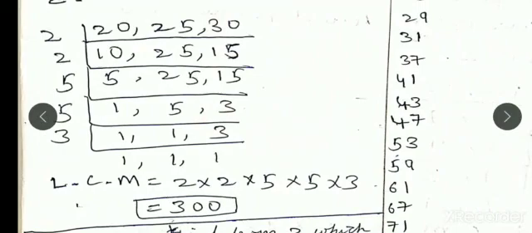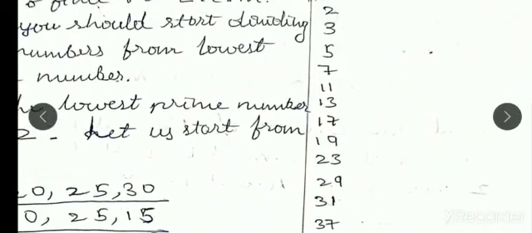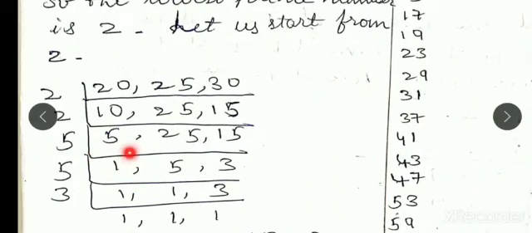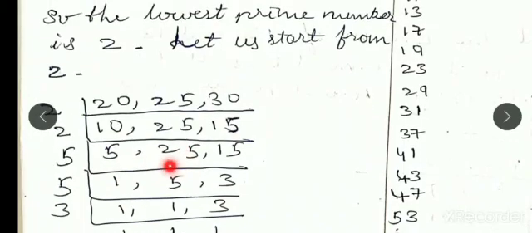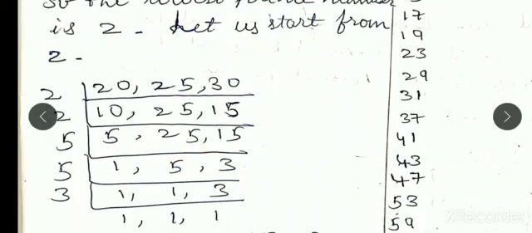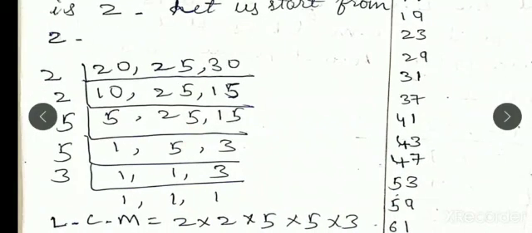5 ones are 5, 5 5s are 25 and 5 3s are 15. All these 3 numbers can be divided by 5. That's why I will divide it by 5. Because after 2, 3 comes. After 3, 5 comes. 5 ones are 5. 5 5s are 25 and 5 3s are 15.